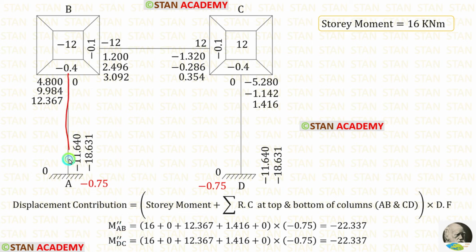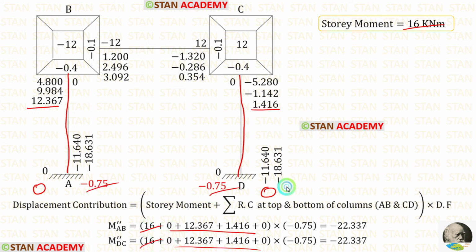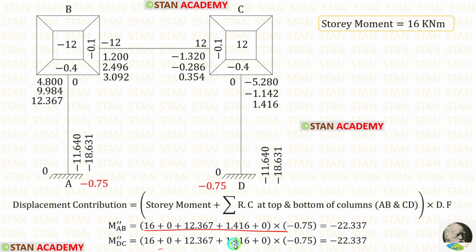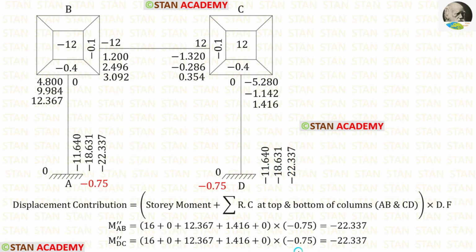In the column AB, we have the rotation contributions 0 and 12.367. In CD, we have the rotation contributions 1.416 and 0. We have to add all of them. The story moment is 16. Then let us apply the displacement factors. After the calculation, we are getting m double dash AB and m double dash DC. Let us enter them. We have finished the third iteration.